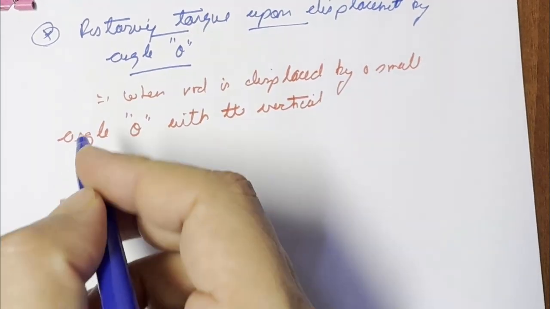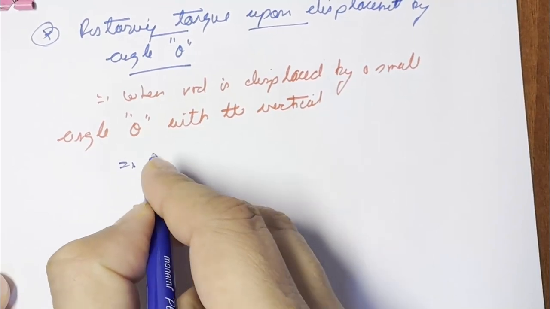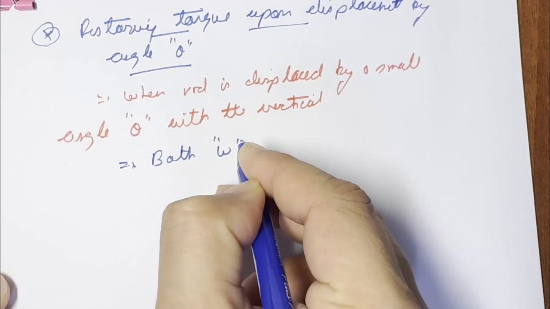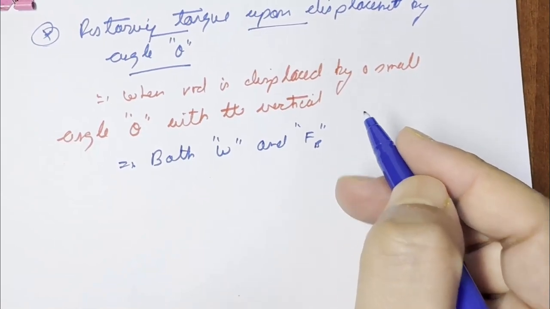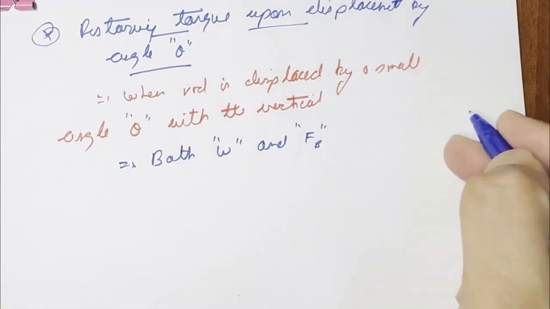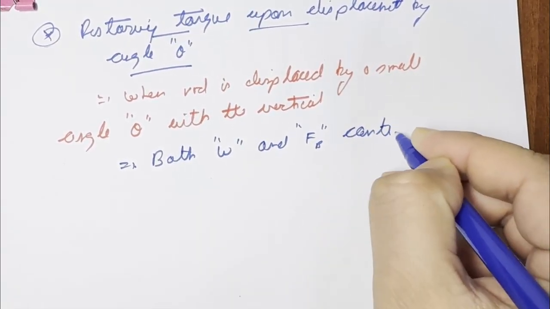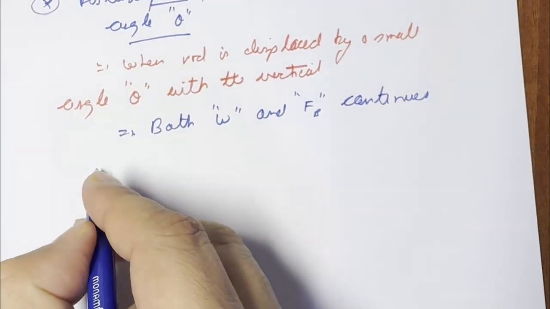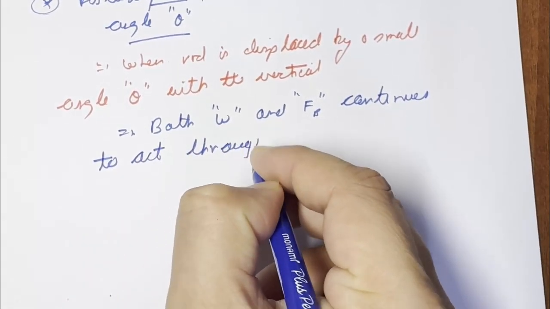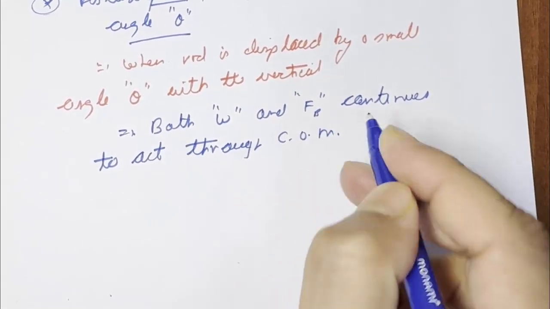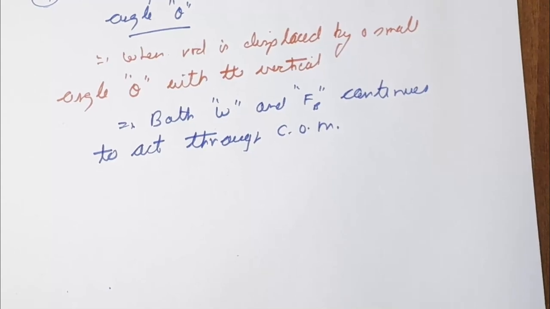under this condition also both the weight, that is W, and our buoyant force continue to act through the center of mass. But since the rod is tilted, these forces no longer act along the line through the point P, which results in torque.